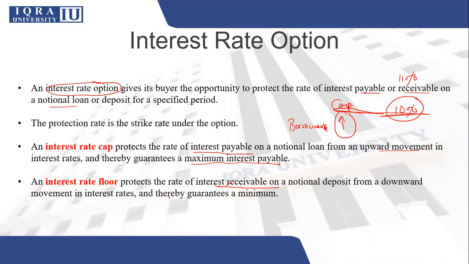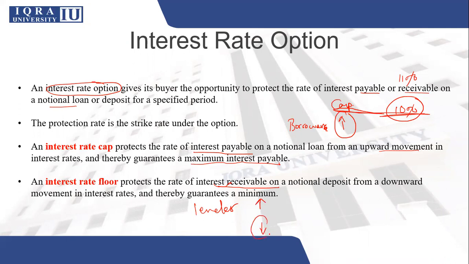Now, similarly, an interest rate floor protects the rate of interest receivable on a notional deposit from a downward movement in the interest rates and thereby guarantees a minimum. Now you talked about a borrower, now you're going to talk about a lender. So for a lender, if he has a floating rate instrument and investment, what will worry him more, when the interest rates go up or when the interest rate goes down?